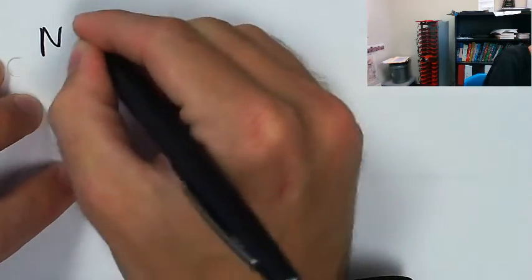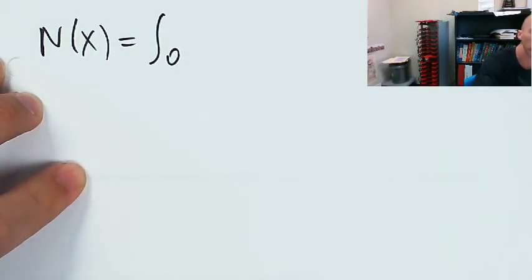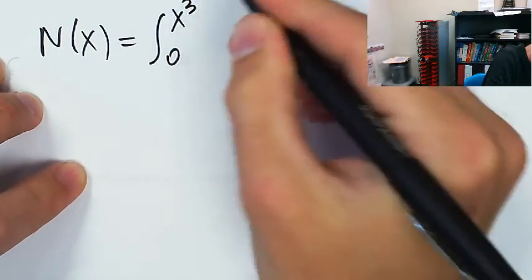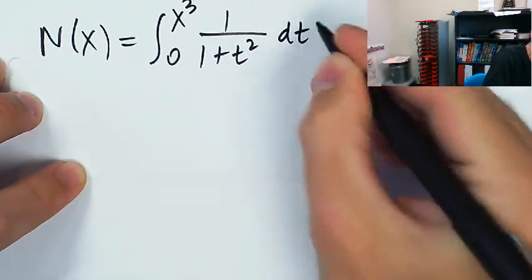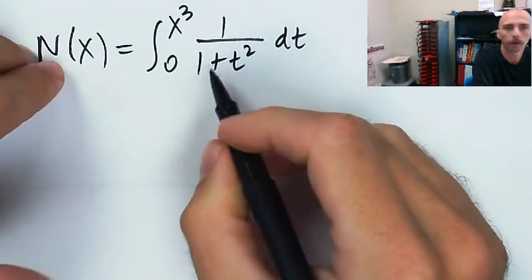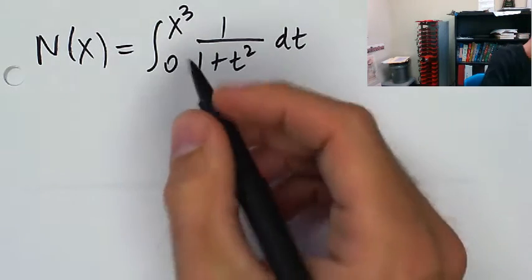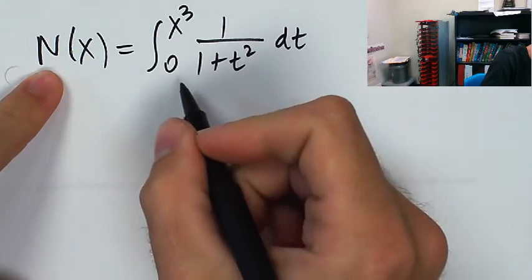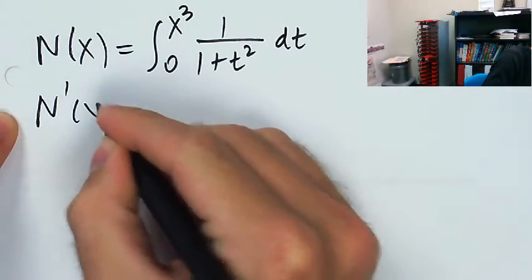I'm going to call that n of x equals the integral from 0 to x to the 3 of 1 over 1 plus t squared. Okay, this is an antiderivative that we need to know. The antiderivative of 1 over 1 plus t squared with respect to t is going to be inverse tangent of t. And I'm not going to need that for this problem, but I do need to remind you that that's something you are expected to know. All right, so now I've got the integral 0 to x to the 3, and n prime I'm trying to take.